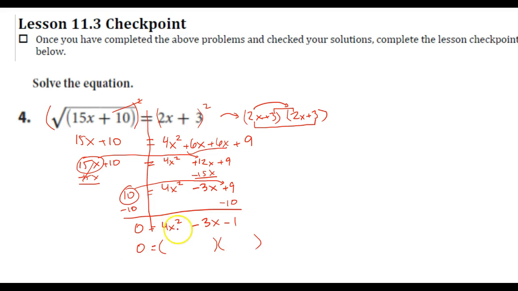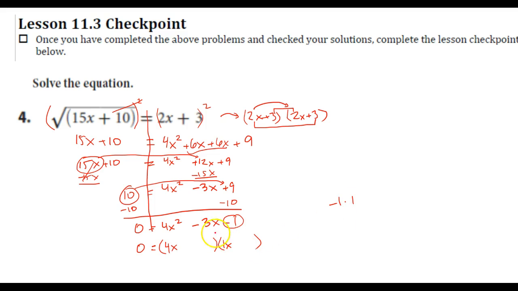So let's factor out 4x squared. What two numbers that you can think of multiply to get you 4? Try it out. So let's try 4 and 1. What two letters multiply? That would be x times x. And let's think of two numbers that multiply to get us negative 1. Well, that would be negative 1 times 1.